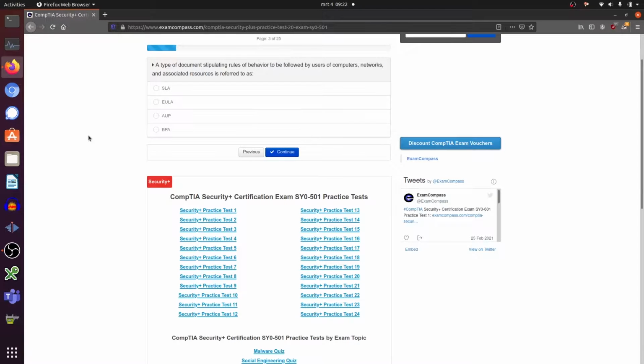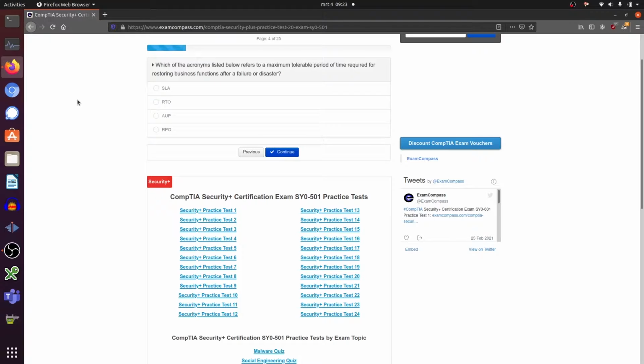A type of document stipulating rules of behavior to be followed by users of computers, networks, and associated resources is referred to as an RTO? No? It's not there. It's a policy. So I think it's this one. Let's continue.